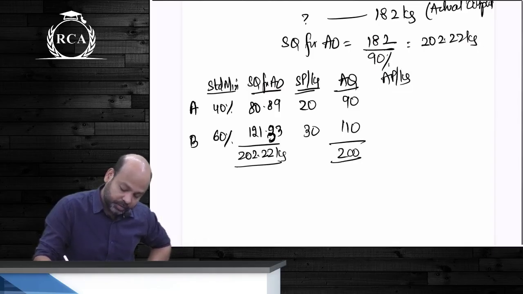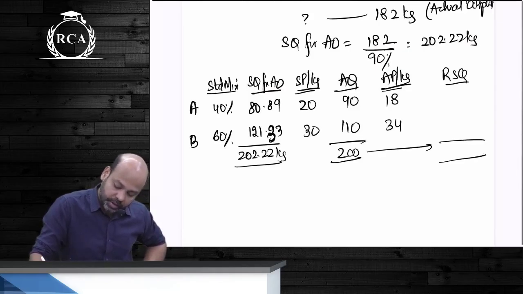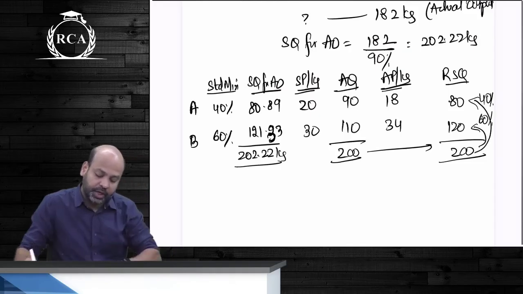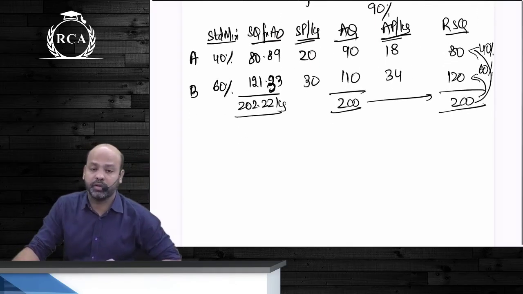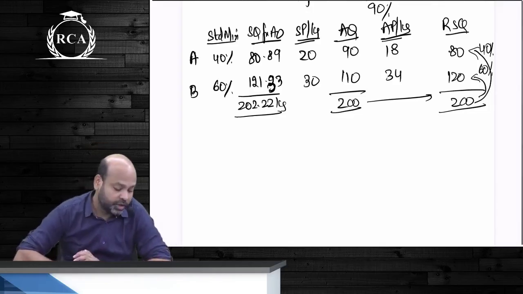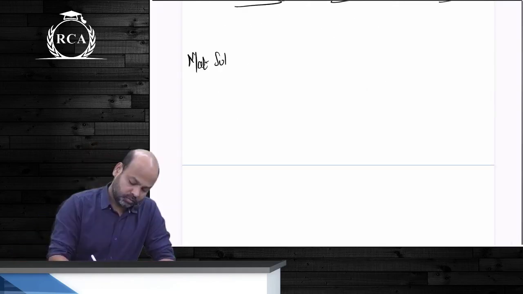What will be actual price per kg? 18 and 34. And revised standard quantity beta would be total actual quantity in standard mix. That will be 80 kgs and 120 kgs. These are the values that you need, guys, in order to compute all the variances. You just have to present the table that we've done earlier. Start with sub-usage variance, that is yield variance, work backward and arrive at all the variances.